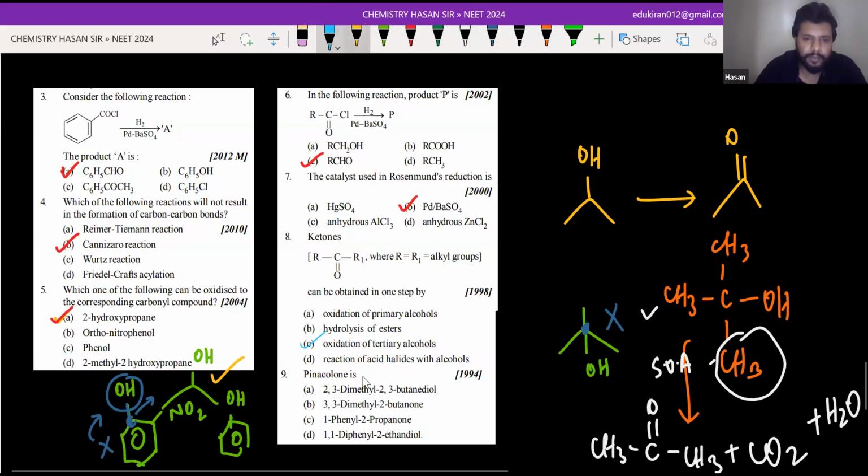And the last, you can see pinacolone. So, one question. For the eighth one, oxidation of primary alcohols with strong oxidizing agent will always give you aldehyde.